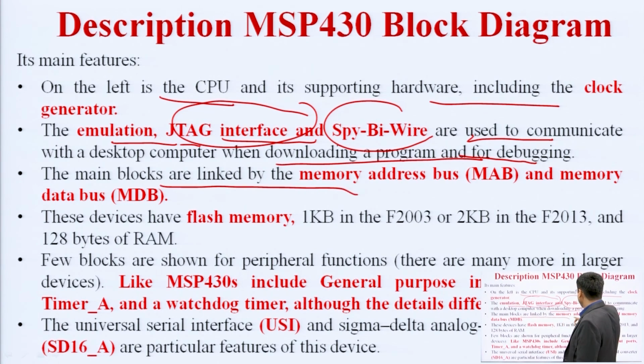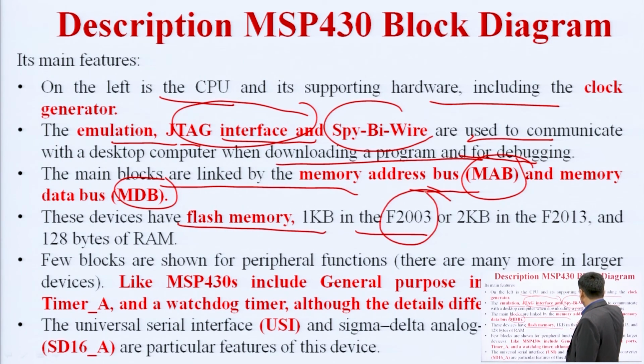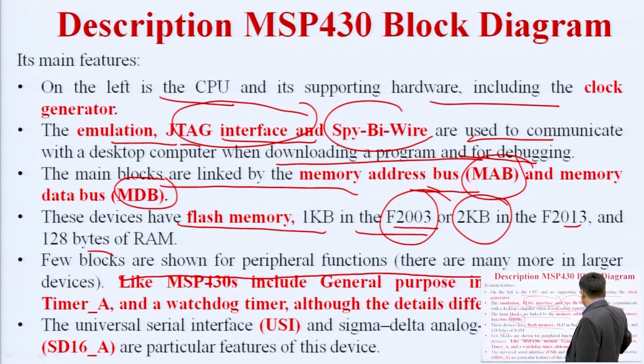The main blocks are, as we have already seen, the MAB and memory data bus connected. All the blocks are connected through these two buses. This has a flash memory of 1 kilobyte, and there are various versions of MSP430. F2003 is one of them, and F2013 has 2 kilobytes of memory. A few blocks are shown as peripheral functions. So there are many blocks available in MSP430.